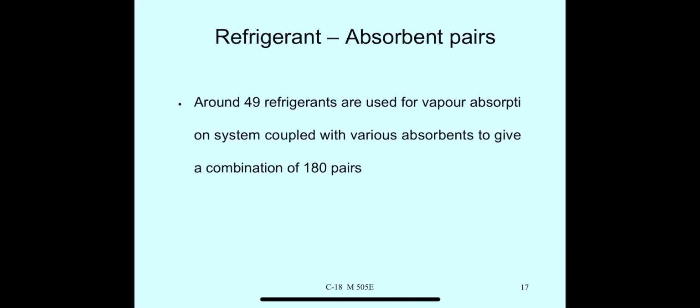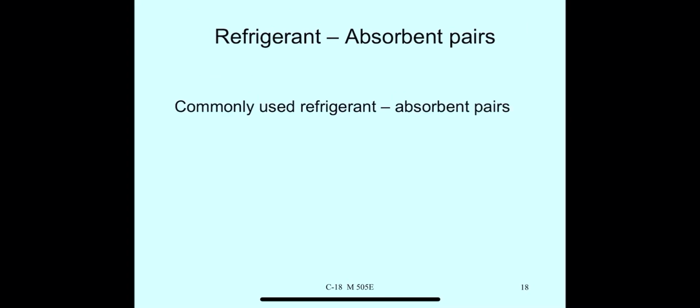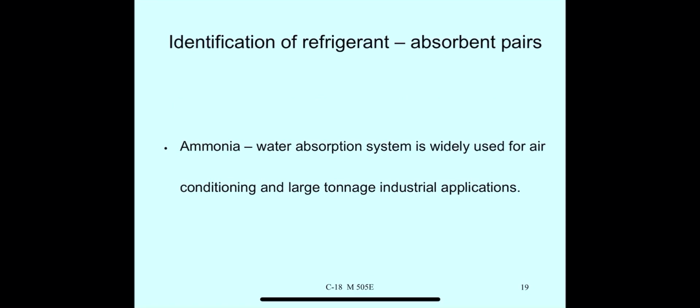Here, refrigerant and absorbent pairs. Around 49 refrigerants are used for vapor absorption refrigeration systems, coupled with various absorbents to give a combination of 180 pairs. So 49 refrigerants with absorbents give 180 pairs. Commonly used refrigerant absorbent pairs are ammonia water and lithium bromide water.